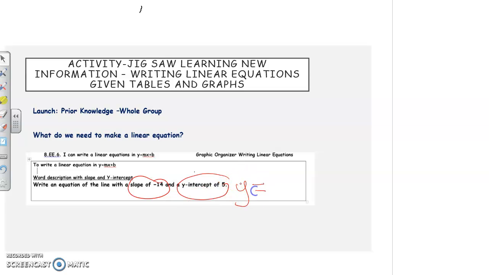So we come up with our y equals, our slope takes the letter m. This is all information that they know. So we're going to have negative 14. x goes next to our slope, plus our y-intercept. This is something that we've already known, we talked about. So what do we need to make a linear equation? We need a slope and we need a y-intercept.